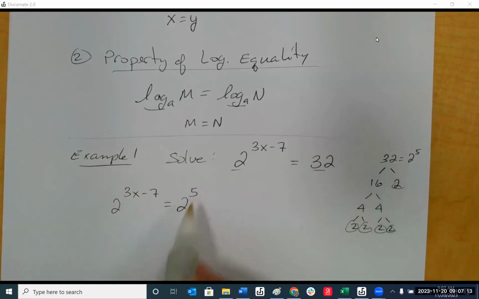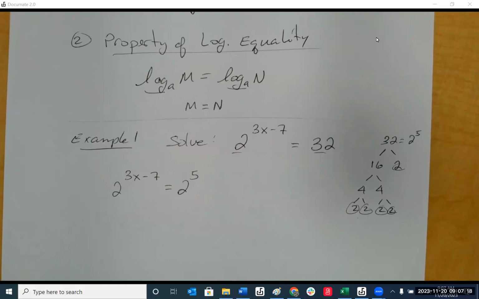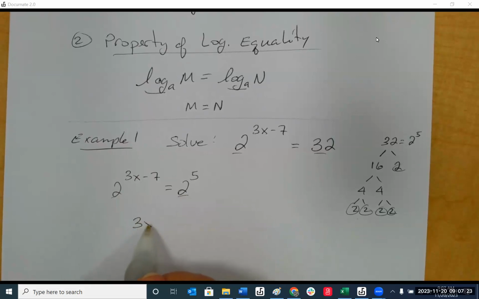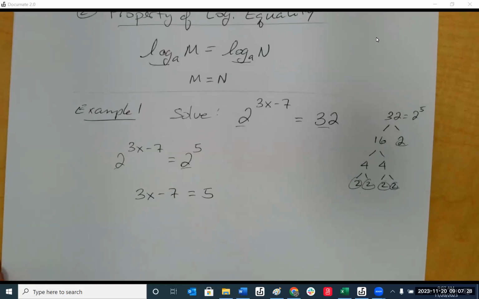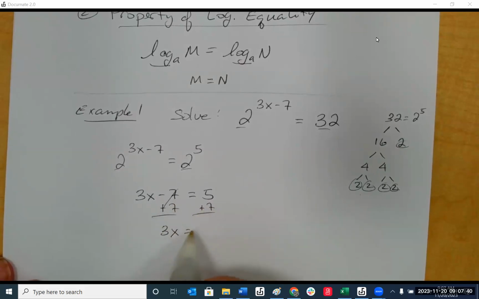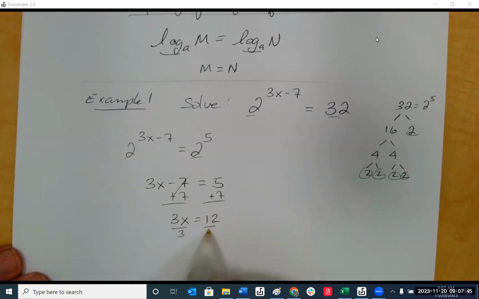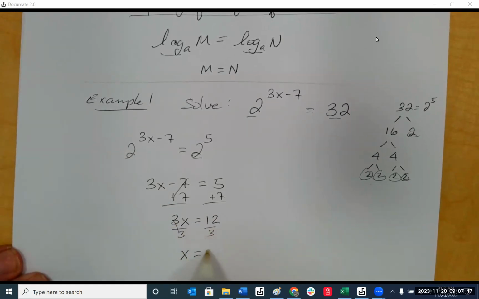So we know 32 is 2 to the 5th, which equals 2 to the 3x minus 7. Since the bases are the same, the exponents have to be equal. Now we solve for x. Add 7 to both sides. 7 plus 5 is 12. Divide by 3. X equals 4.